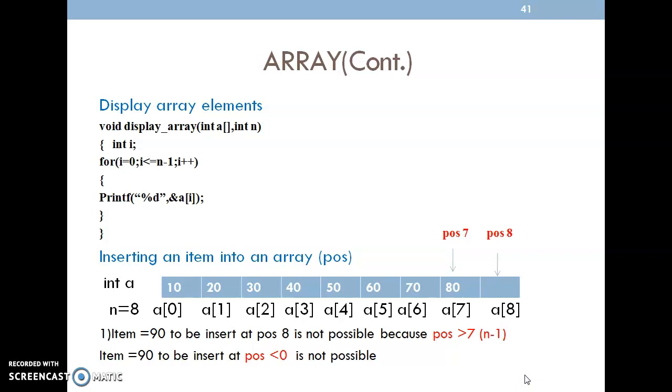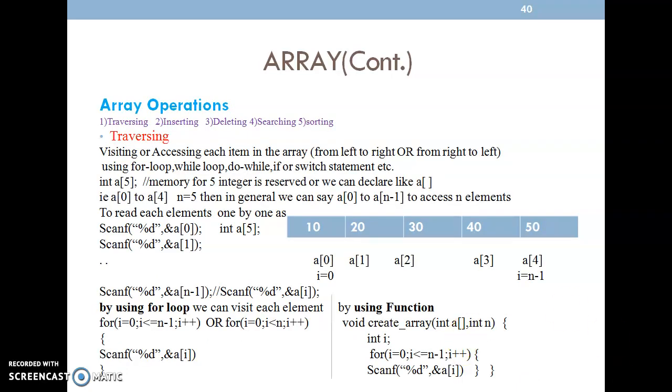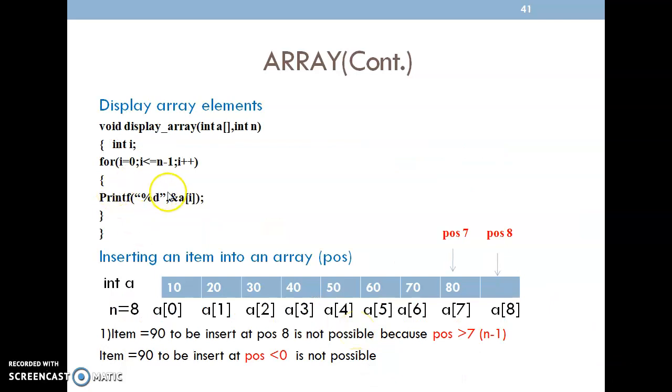Then how to display an array element? This function is for reading the element. Then how to display it? Only replace that scanf with printf for printing each of the elements of the array. Then the second operation is inserting an item into an array.